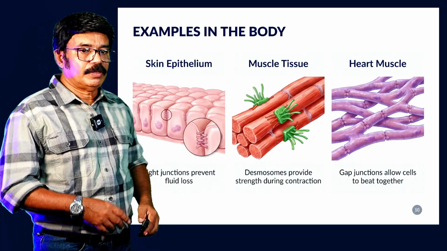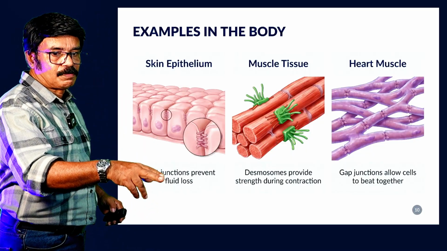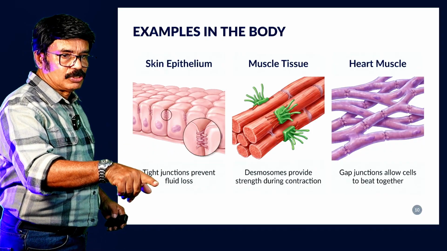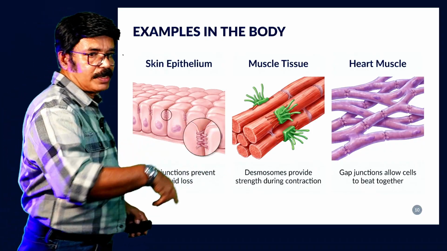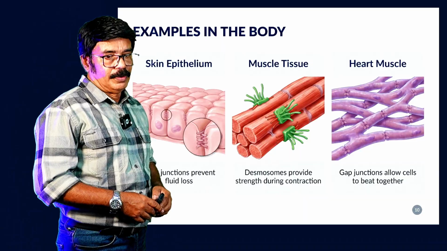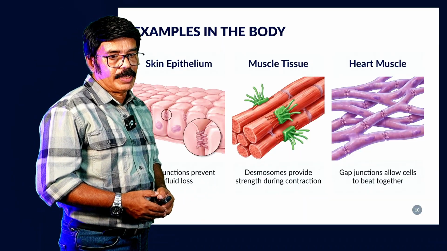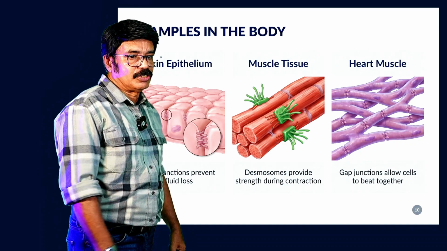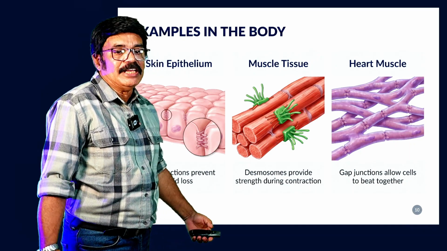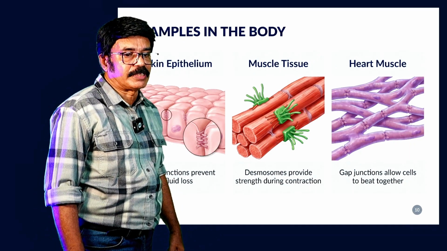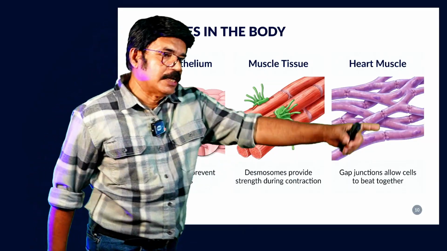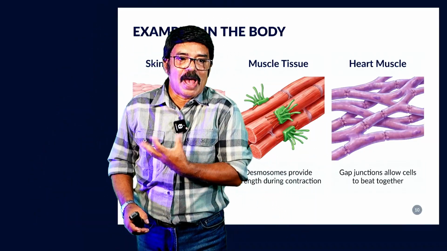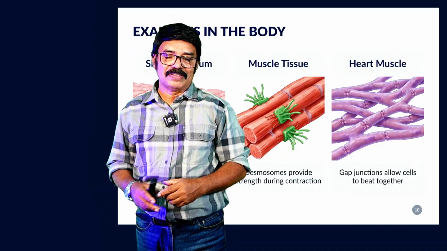Examples in the body: skin epithelium, tight junctions prevent fluid loss. Skin epithelium, that is tight junctions. And desmosomes you find in muscle tissue, providing strength during contraction. Heart muscles, gap junctions allow cells to beat together. The cells have to beat together to make this happen. Clear. Therefore, there is heart muscle.